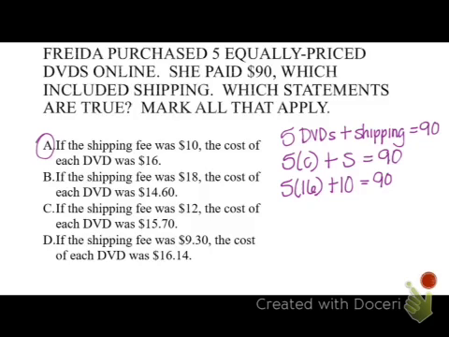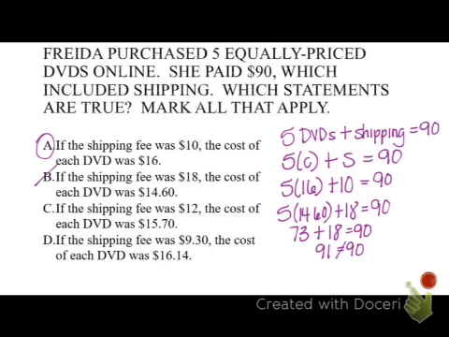In B, we are buying 5 DVDs. We are stating that the cost of each DVD would be $14.60, and we would be paying $18 in shipping. If that's a true statement, then that would equal $90. If we continue that process, we would see that 5 times $14.60 is $73, plus $18 of shipping would give us a total spent of $91, which is not 90, so B is not correct.